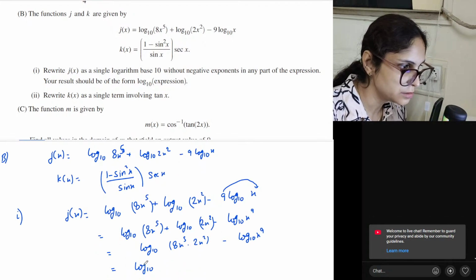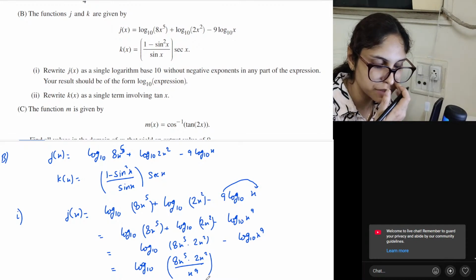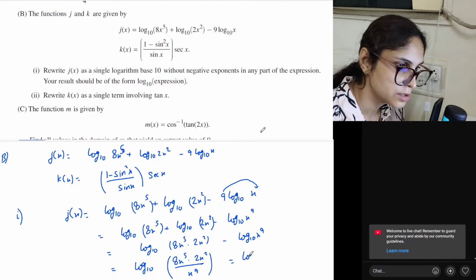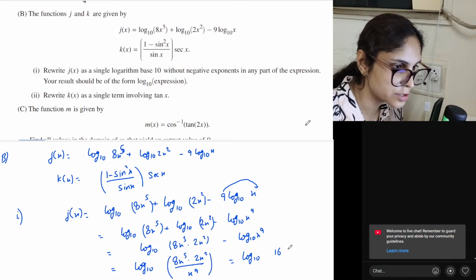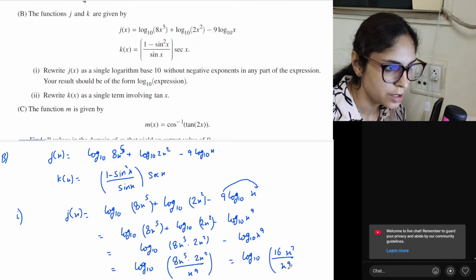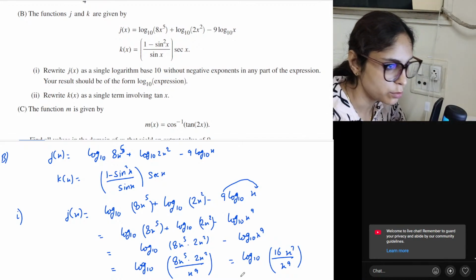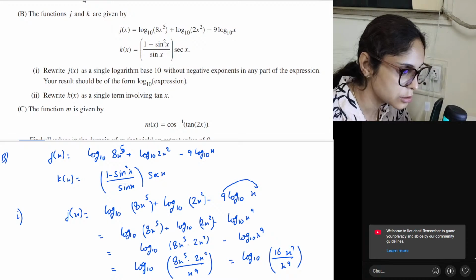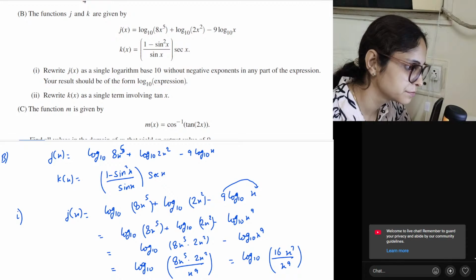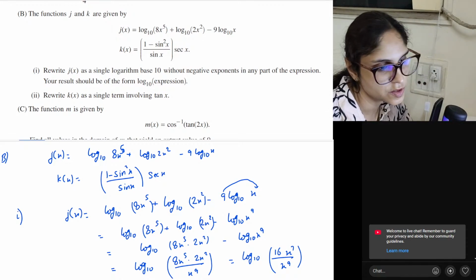So log base 10 of 8x to the 5th times 2x squared over x to the 9th. Now we'll simplify it. This is log base 10, 8 times 2 is 16, x to the 5 times x to the 2 is x to the 7, over x to the 9. You do not want negative exponents, so it will become x squared on the bottom. So this is log base 10 of 16 over x squared. This is our answer.